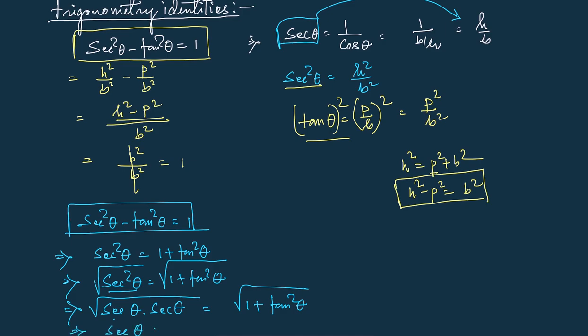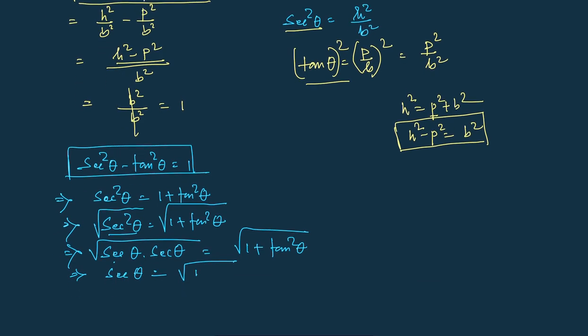So sec theta is equal to root over of 1 plus tan square theta. Okay, this is the formula that we have derived.